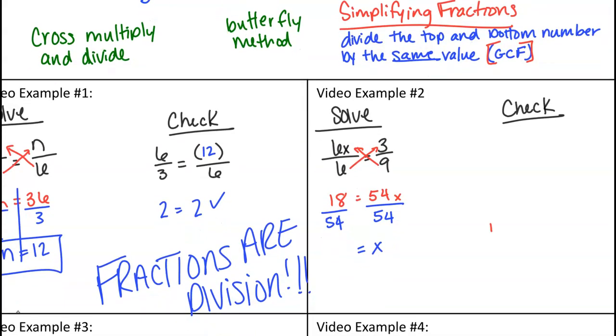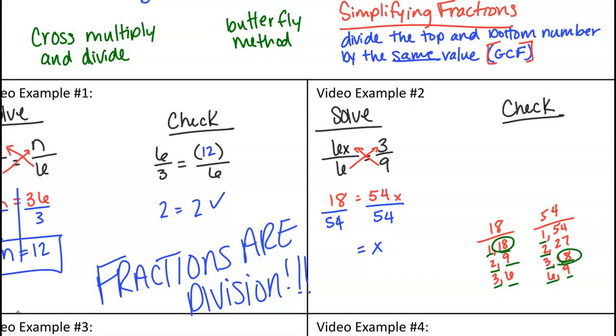So 18, the factors of 18 would be 1 and 18, 2 and 9, 3 and 6. The factors of 54, 1 and 54, 2 and 27, 3 and 18, not 4, not 5, but 6 and 9. All right, so the biggest number that I see in both lists, so I see a 1, 2, 3, 6, 9, and 18. So the largest number I see in both lists is 18, so our GCF is 18.